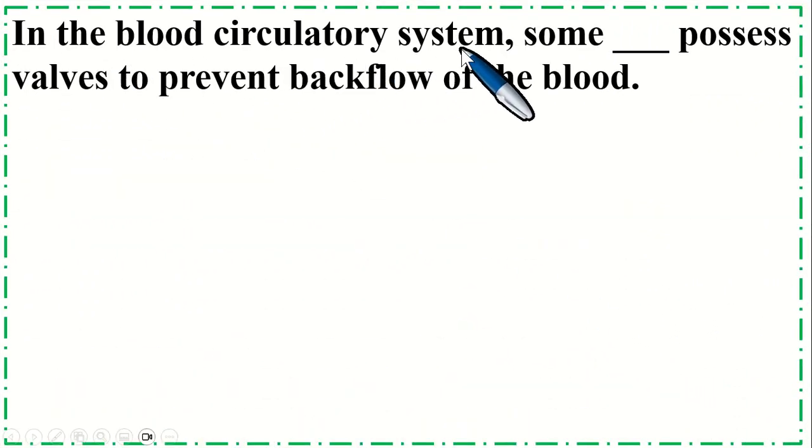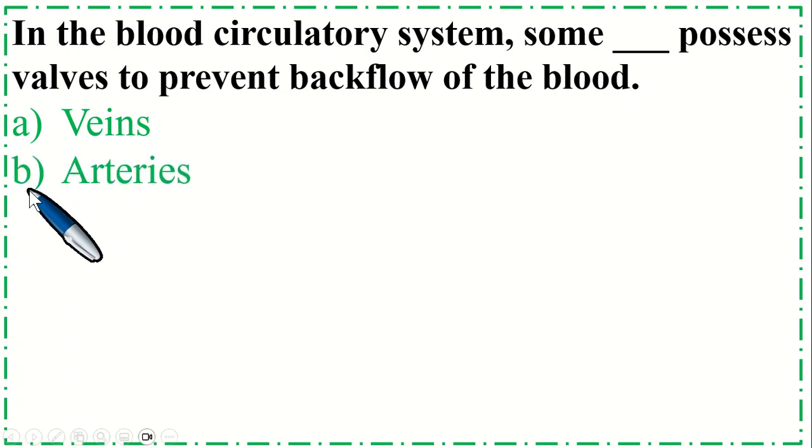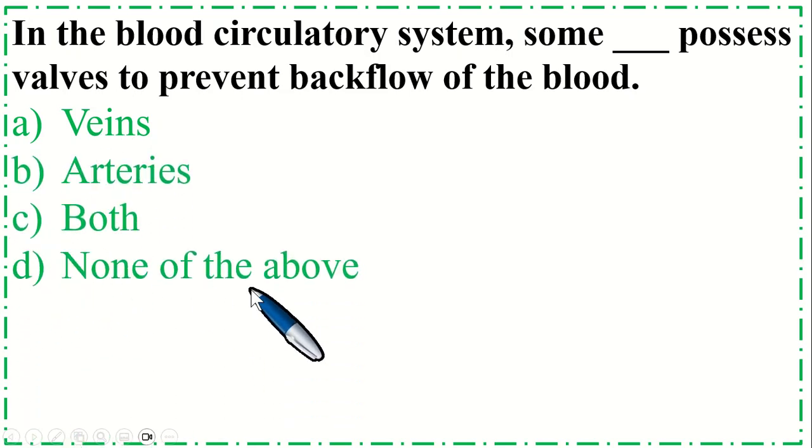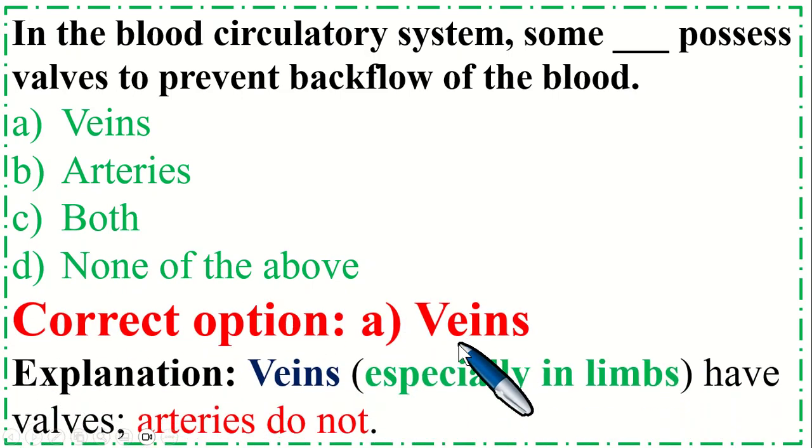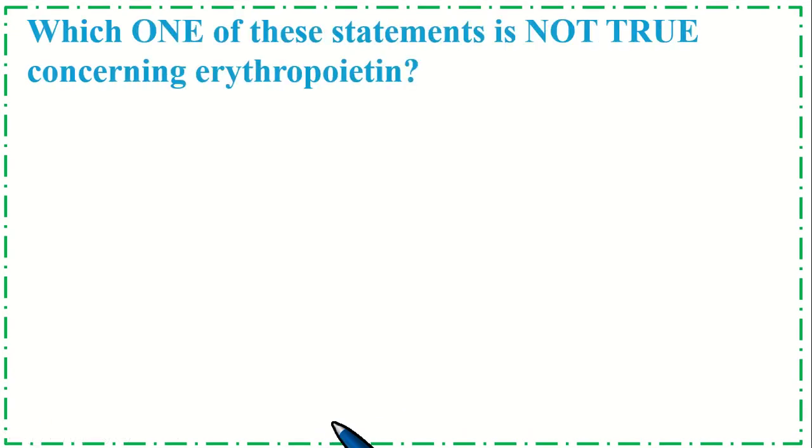In the blood circulatory system, some dash possess valves to prevent backflow of the blood. Option A. Veins. B. Arteries. C. Both. And option D. None of the above. So the correct option is A. Veins. Veins, especially in the lower limbs, have valves, but arteries do not have valves. So this is very important MCQs.